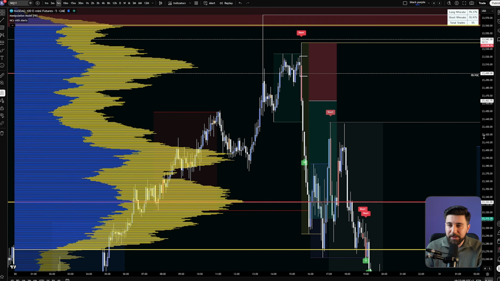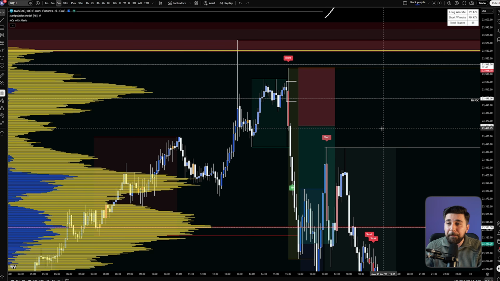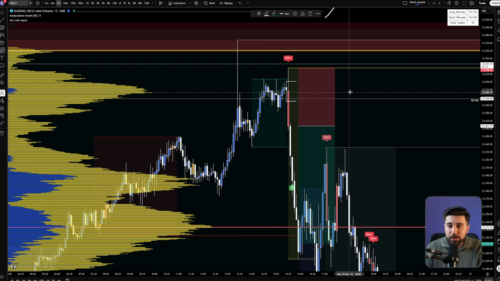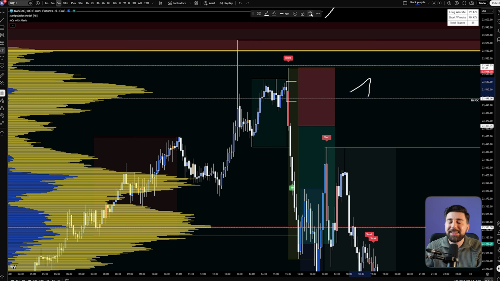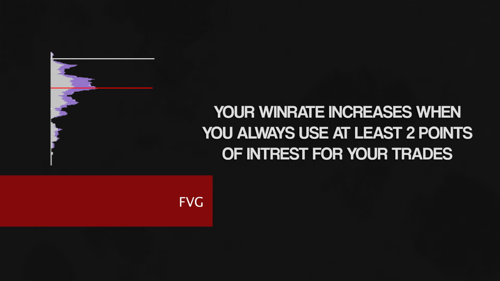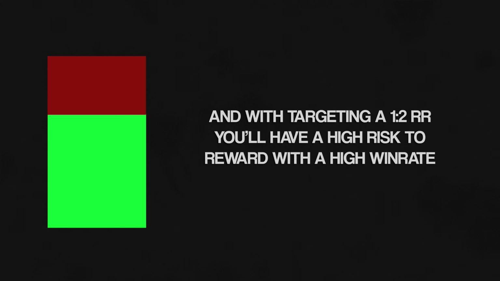Don't just simply jump into a trade. Make sure you have more than one area of interest, ideally a minimum of 2 areas of interest. This way you will have an extremely high win rate, and with targeting a 1 to 2, you will have a high risk reward with those trades as well.